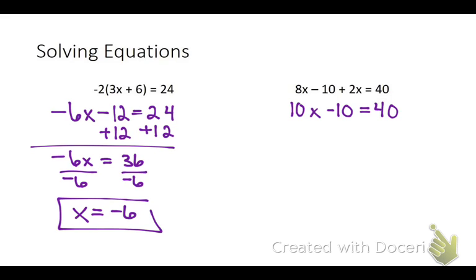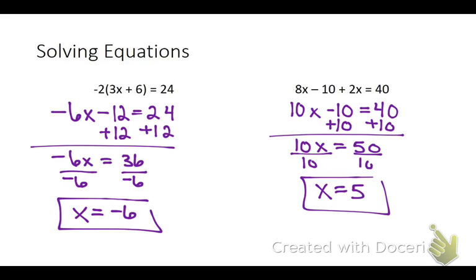Here's another pitfall. These are not like terms. These do not cancel out. One has an x, one is a number. But what I can do is solve for x. What do I do first to solve for x? Add 10 to both sides. Okay, 10x equals 50. Now divide both sides by 10, x equals 5. All right, who got it right? Okay, good. All right, give yourself a point.